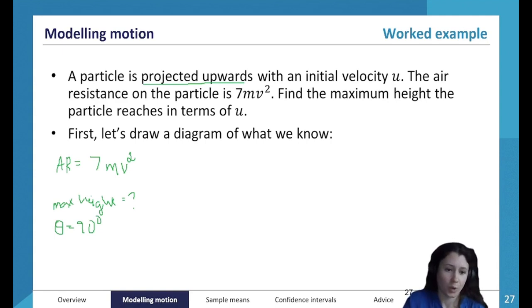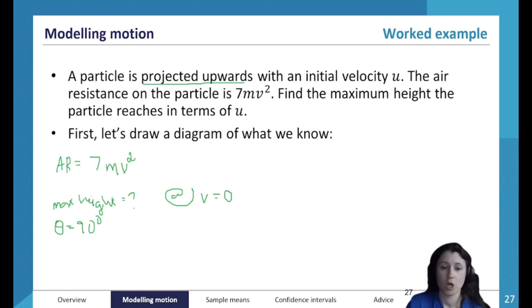So we know that the air resistance on the particle is 7 mv squared, and we also know that the maximum height occurs when the velocity is equal to 0. How do we know this?